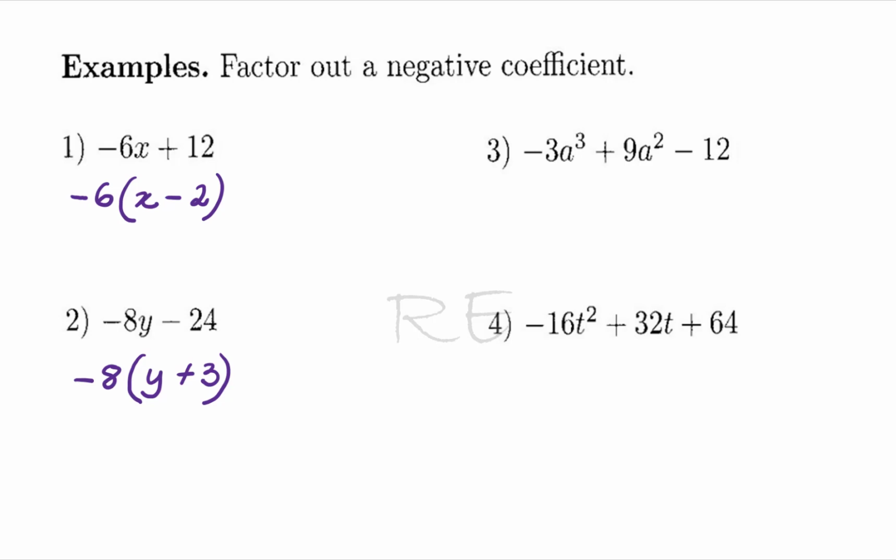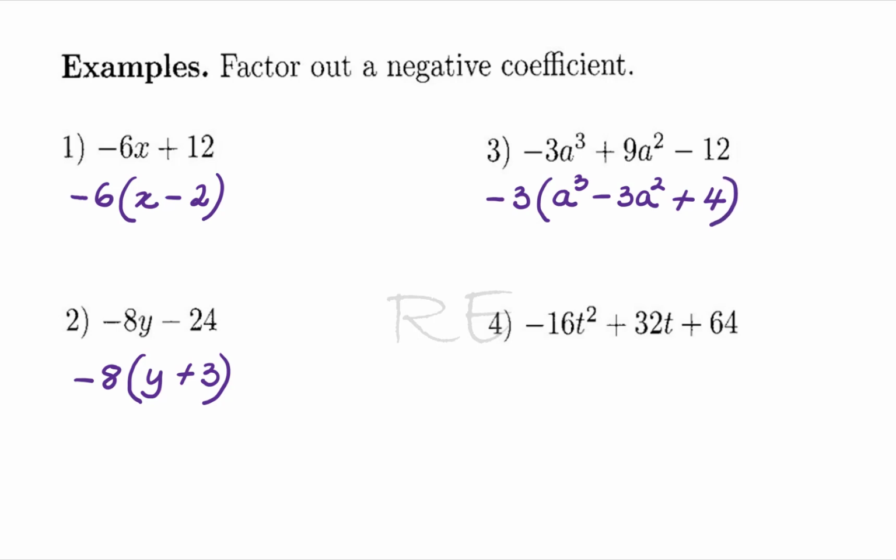-8 times y, -y. -8 times 3, -24. The greatest common factor between those three terms is 3. If we choose to factor out -3, we'll get a cubed minus 3a squared plus 4.